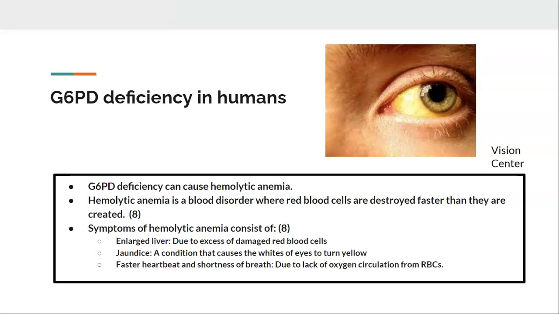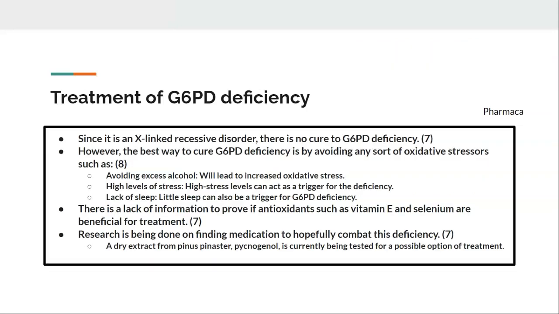Symptoms of hemolytic anemia include an enlarged liver due to the excess of damaged red blood cells, jaundice, a condition that causes the whites of the eyes to turn yellow, and a faster heartbeat and shortness of breath due to lack of oxygen circulating from red blood cells.